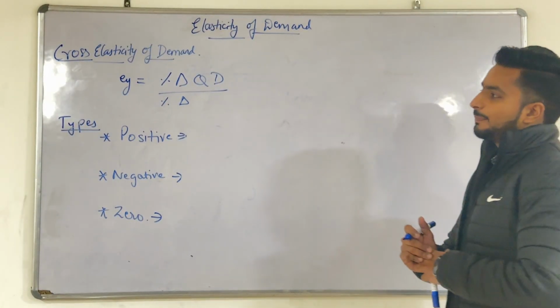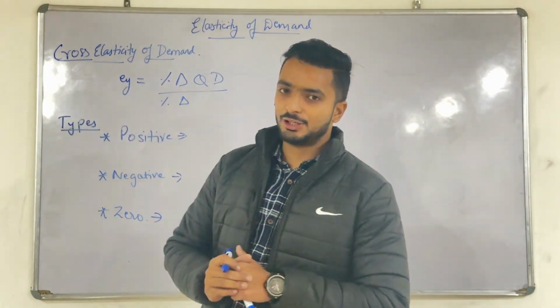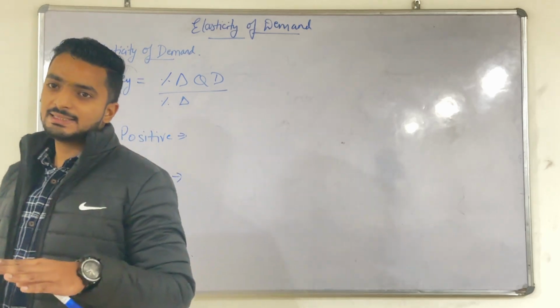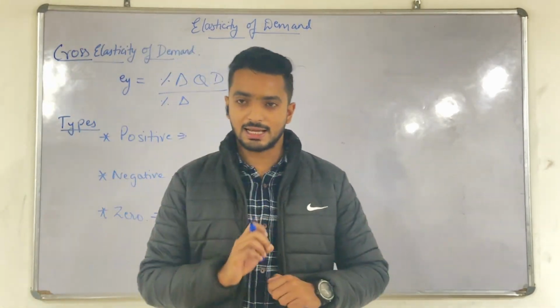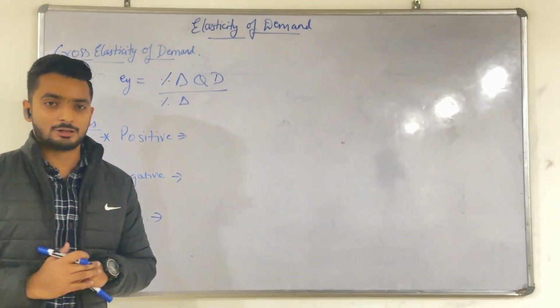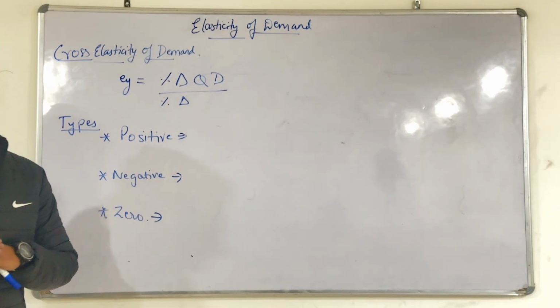So, next topic is cross elasticity of demand. After income and price, the last topic is cross elasticity of demand. Now what is cross elasticity? Cross means related commodities.